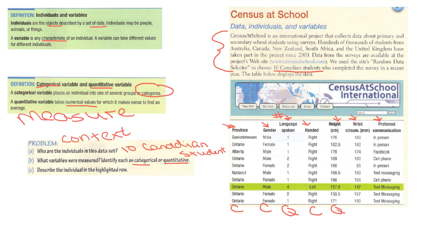Height is measured, so quantitative, it was measured in centimeters. Wrist circumference measured in millimeters, so quantitative. Preferred communication, categorical, sorted into one of those categories or not.